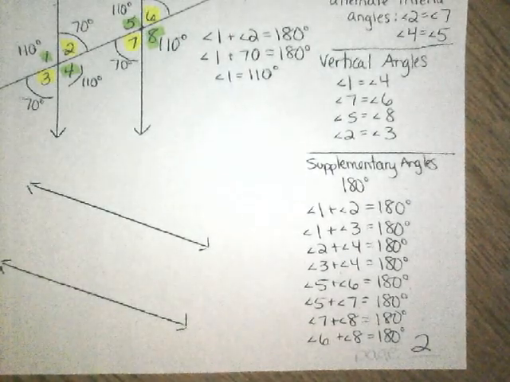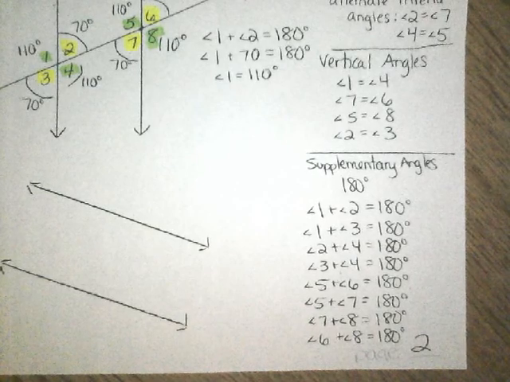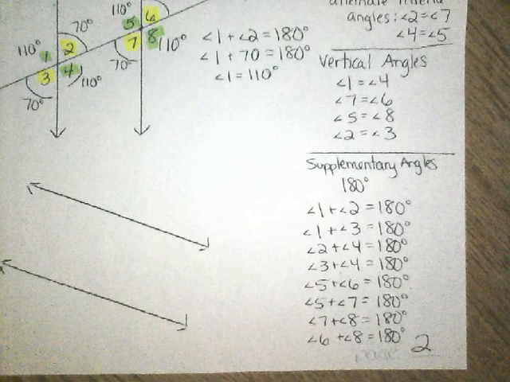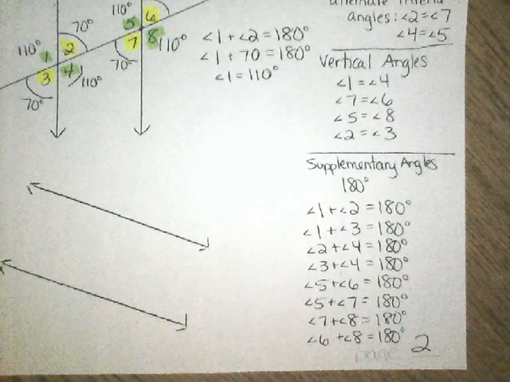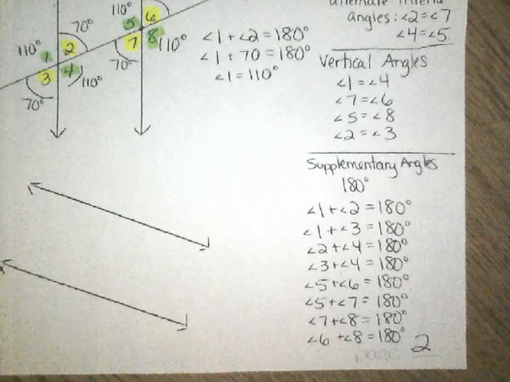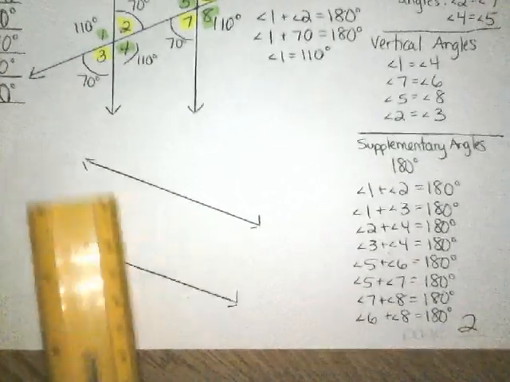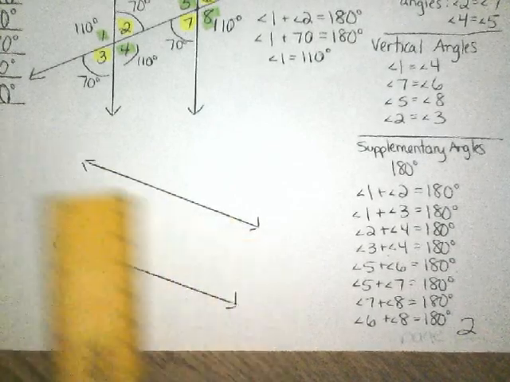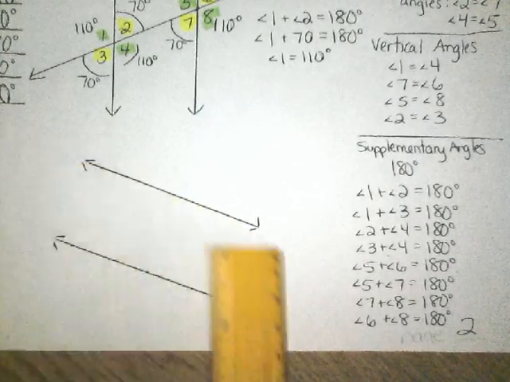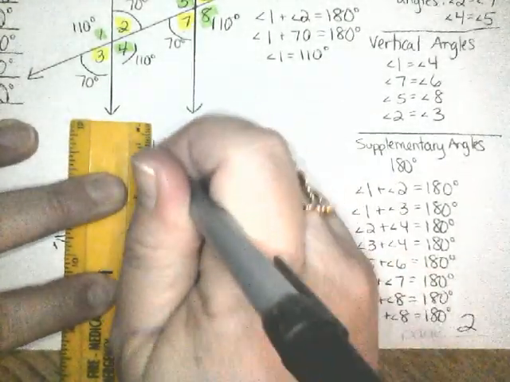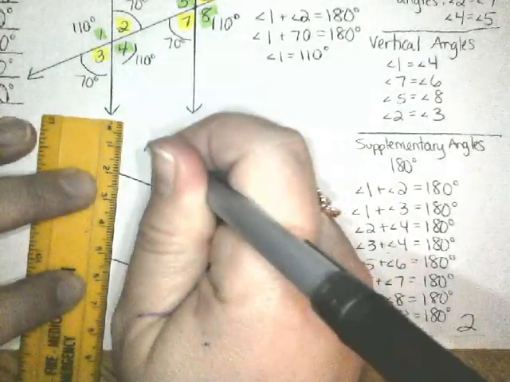So I'm going to number these 1, 3, 6, and 8. They are all exterior because they're outside of the parallel lines. Alternate means they're above and below. Now I need to figure out what is equal to angle 1. Which angle is equal to angle 1?